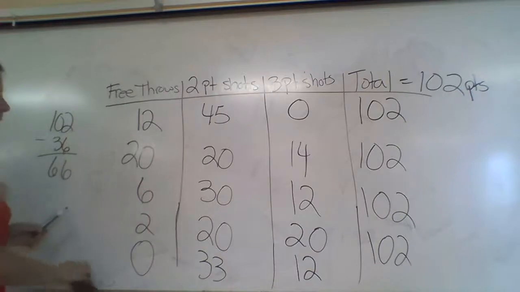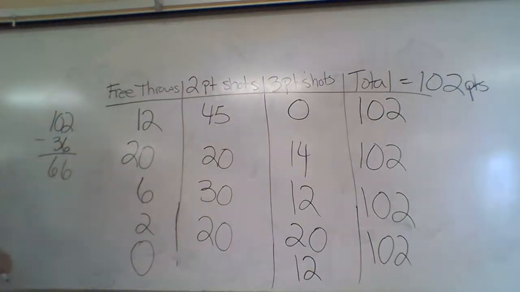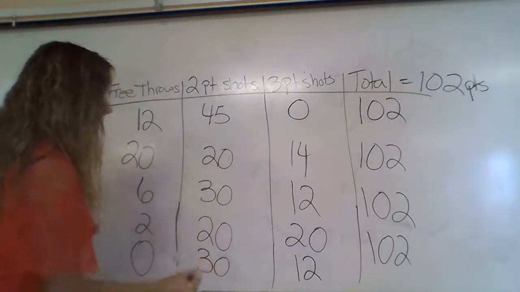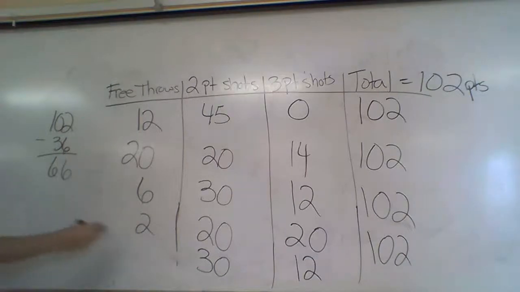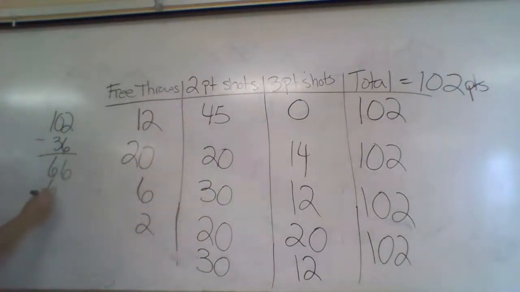If you wanted to make some free throws, let's change it. Let's make it 30. I make 30 2-point shots. So how many points is that? 30 times 2 is 60. So I need 6 more points, so I need 6 free throws. All right, so those are some different combinations you could use.